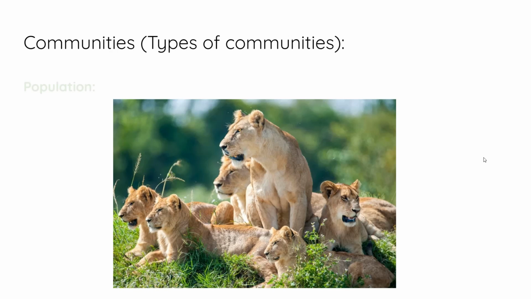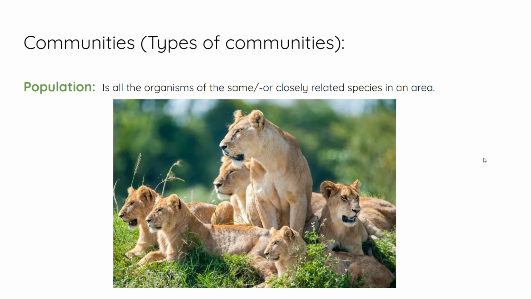Then we have a population. A population is all the organisms of the same or closely related species in an area. And in this picture, we have lions. So we have a male lion here, we have a female lion and lion cubs. And since they are all pretty much the same species in a specific area, it's called a population.